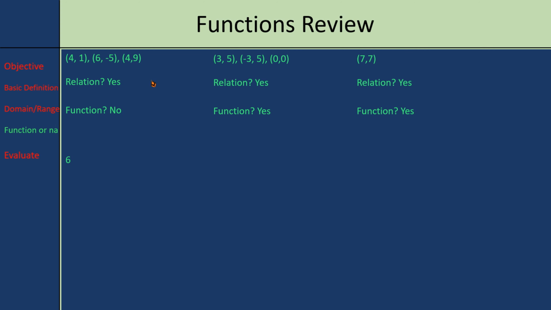Here I have a 6, and it's not a relation because I don't even know if it's an input or an output. There's no mapping here, so it's not a relation. So it cannot be a function either, right?